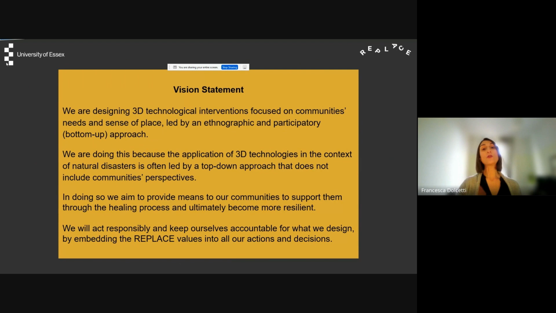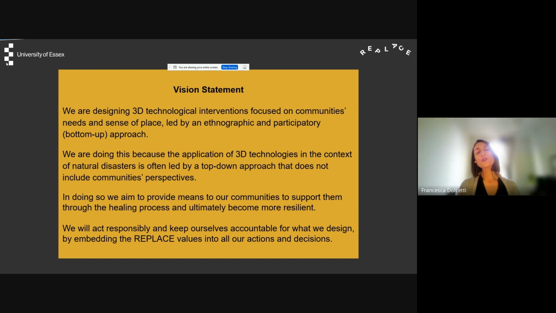And we also drafted this vision statement after the vision workshop. So basically, we pledged to design 3D technological interventions focused on communities' needs and sense of place that are led by an ethnographic and participatory, so bottom-up approach. And we do this because currently the application of 3D technologies in the context of natural disaster is way too often led by a top-down approach that does not include the community's perspectives and needs.